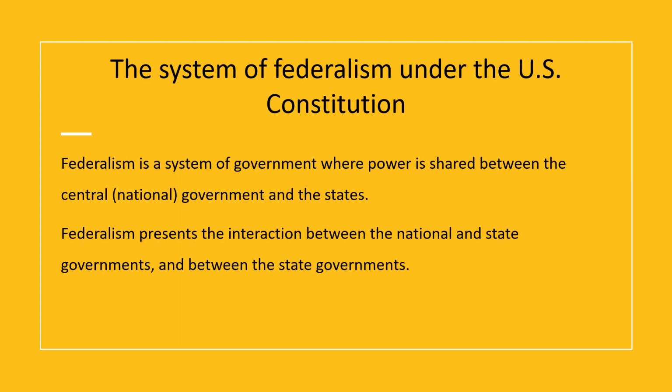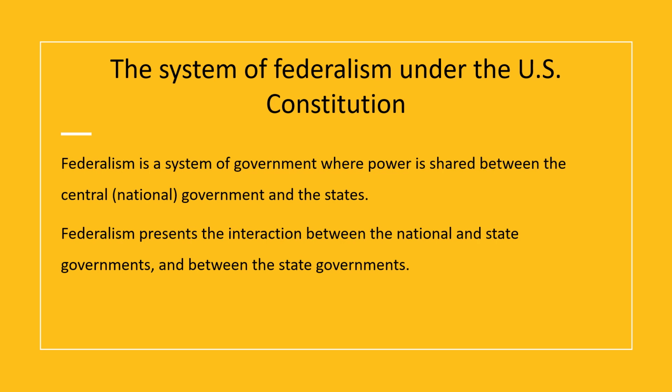The system of federalism under the U.S. Constitution is a system of government where power is shared between the central government, also known as the national government, and the states. Federalism presents the interaction between the national and state governments and between the state governments.